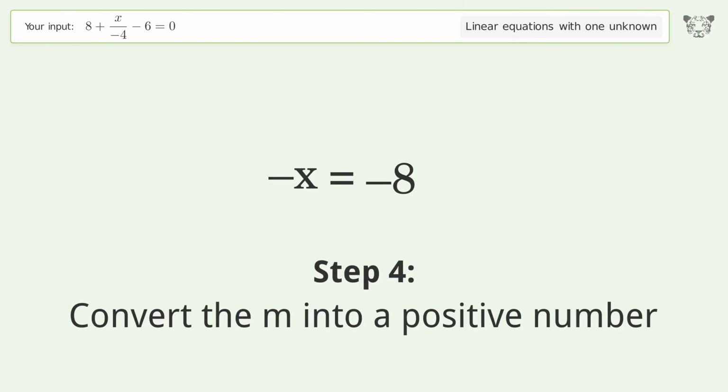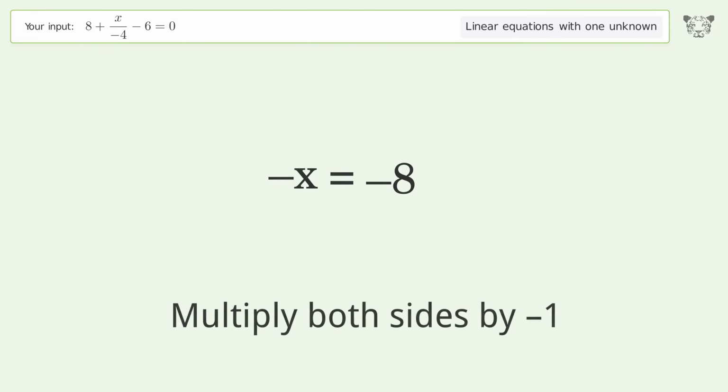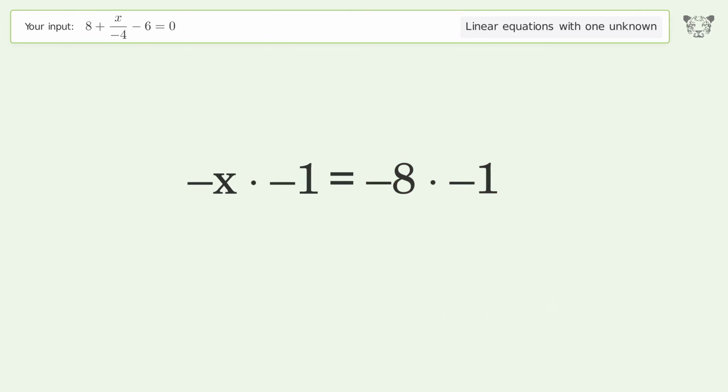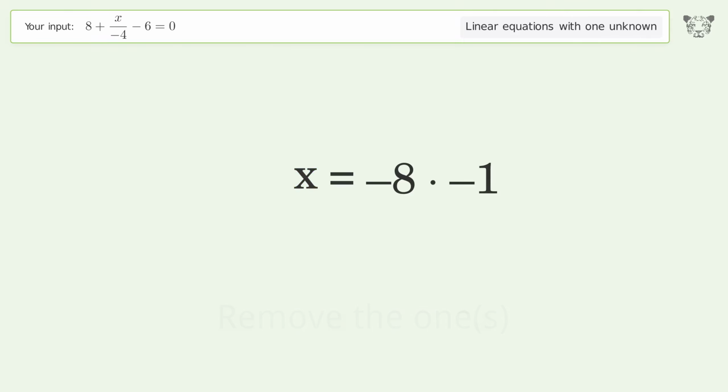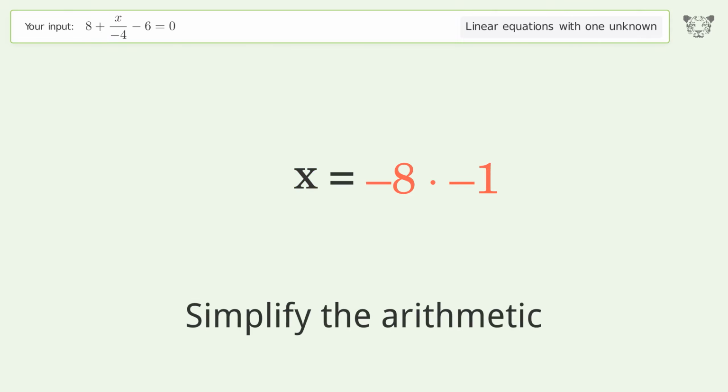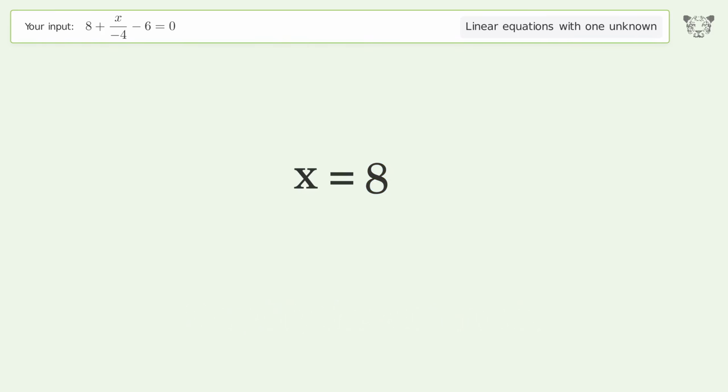Convert the m into a positive number. Multiply both sides by -1. Remove the ones. Simplify the arithmetic. And so the final result is x equals 8.